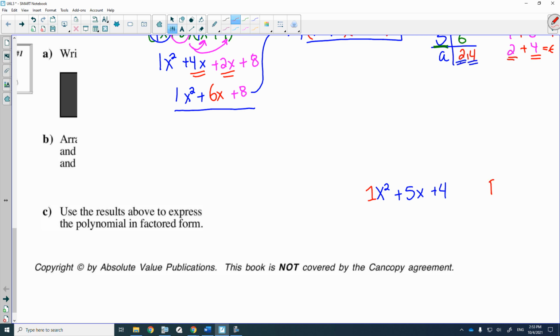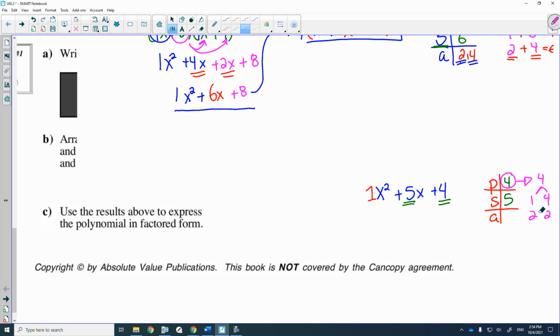You're going to set up your chart: product, sum, answer. And when it's a PSA 1 question, it's nice and easy. The product we're going to use is going to be the constant. The sum, I'm going to find a sum of 5. You always take the product, so 4, and you say to yourself, what are all of the numbers that multiply to 4? 1 and 4, 4 divided by 2 is 2. Those are the numbers. 1 times 4 would give you a product of 4. 2 times 2 would give you a product of 4.